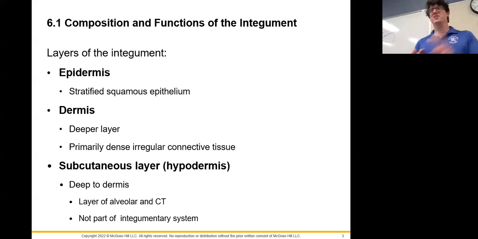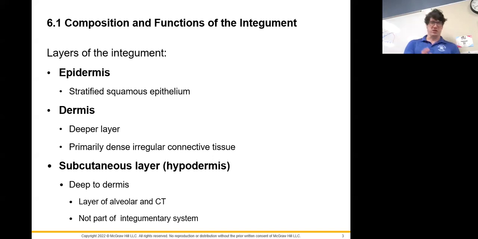Now, our skin is composed of 3 layers, or our integumentary system is composed of 3 layers. We have the epidermis, the dermis, and then finally the hypodermis, or the subcutaneous layer, okay? Technically, the subcutaneous layer is not part of the integumentary system, okay? It is basically just going to be a layer of tissue that's going to connect the integumentary system to whatever stuff is underneath it, whether it's muscles or bone or whatever that may be, okay?